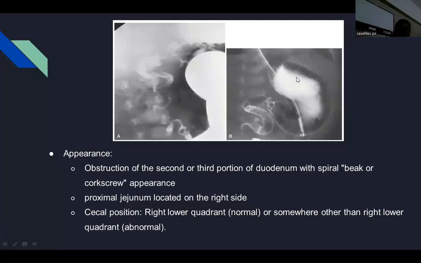As we can see in this study, this is the gastric outlet. The cecum can be in the normal position, or somewhere higher up, and if only the cecum is abnormal, that is not diagnostic of malrotation. So cecal position is not given importance when we are trying to diagnose malrotation.